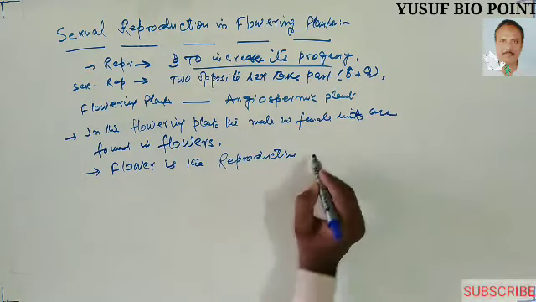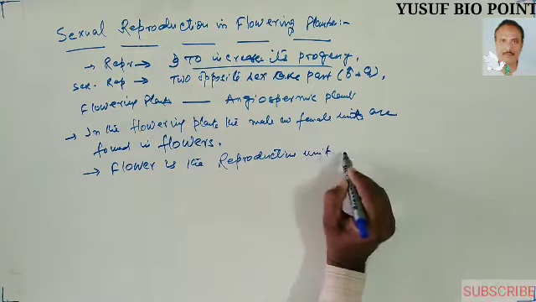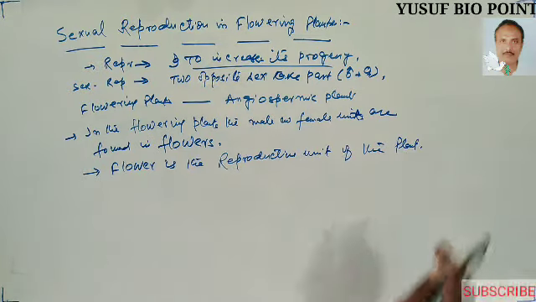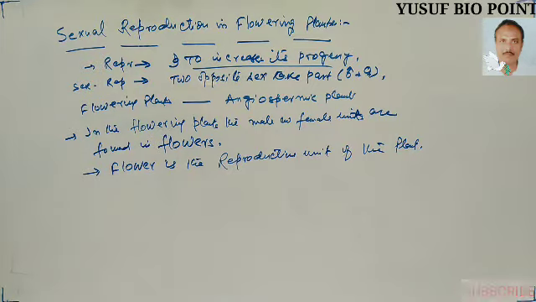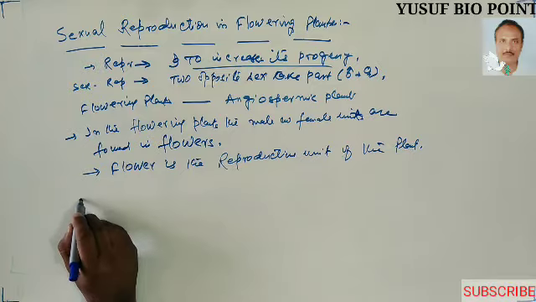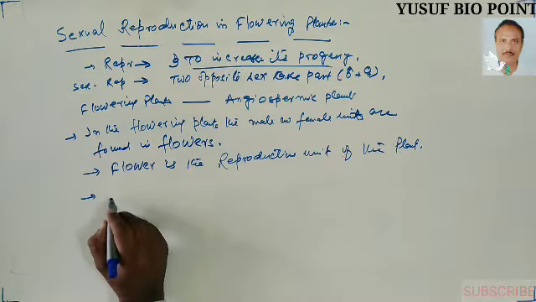So flower is the reproductive unit of the plant. So we can say that flower is the reproductive unit of the plant because it contains both male and female units which are essential for the sexual reproduction.